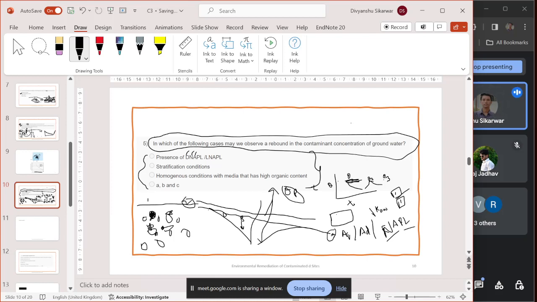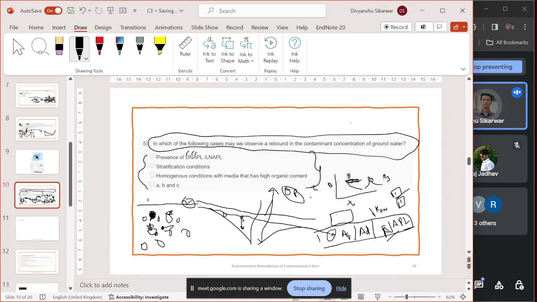It won't get dissolved in the water. It won't get absorbed on the soil particle. It will be present independently in the soil. With time it may get dissolved, or it might not. It may also contain some contaminant, because a contaminant which is not soluble in water might move into this NAPL, the non-aqueous phase liquid. So these are the three situations.